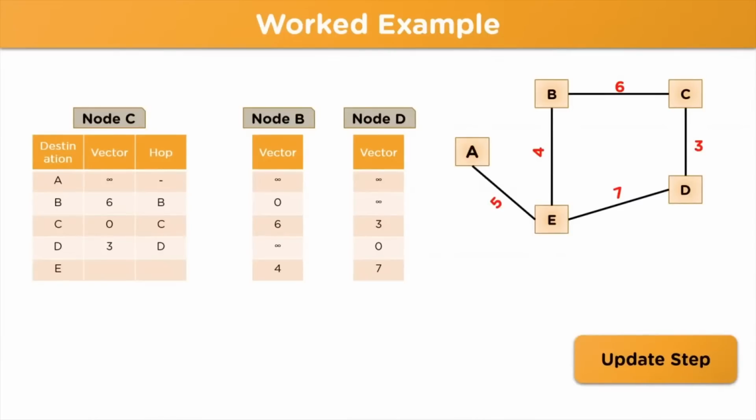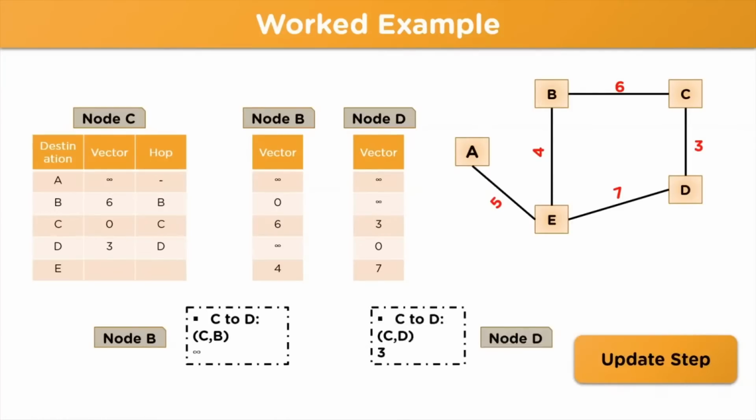Moving on, we have destination at node D. That would be C to B and then B to D, as there is no direct connection between node B and node D. So the value is infinity. Whereas for C to D is a direct connection for node D. So the value would be 3.